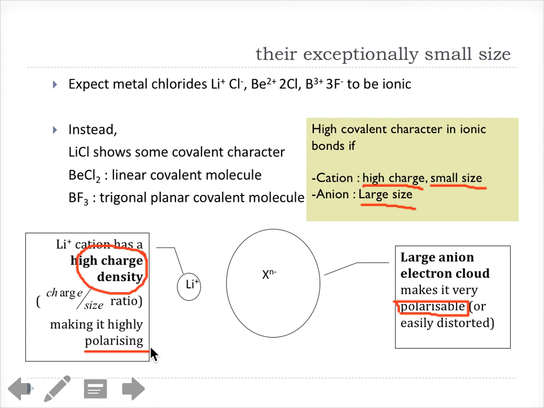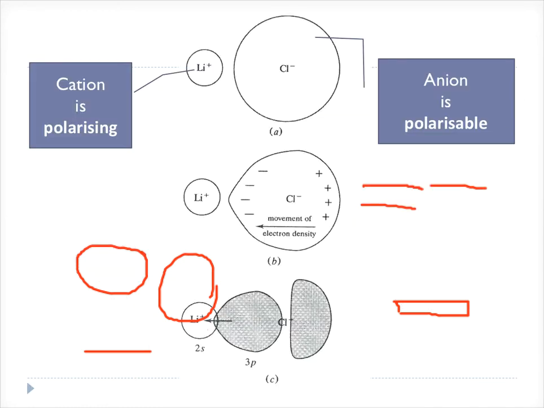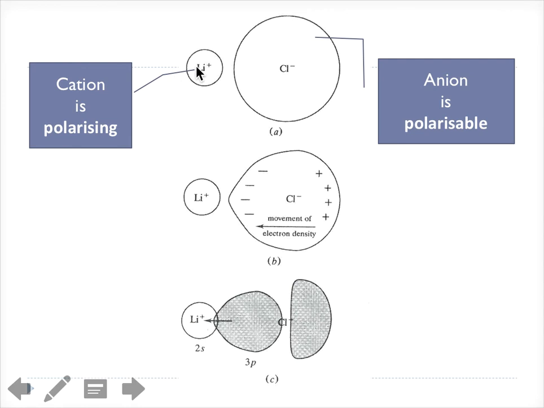Polarizing refers to the ability of the cation to distort the electron cloud. Polarizable refers to how easily the electron cloud is distorted. So let's take a look at a visual representation of these two terms. Now, the cation is polarizing, meaning that it has an ability to distort the shape of the chloride's electron cloud. The chloride is polarizable because it has a large electron cloud that can have its shape distorted pretty easily.